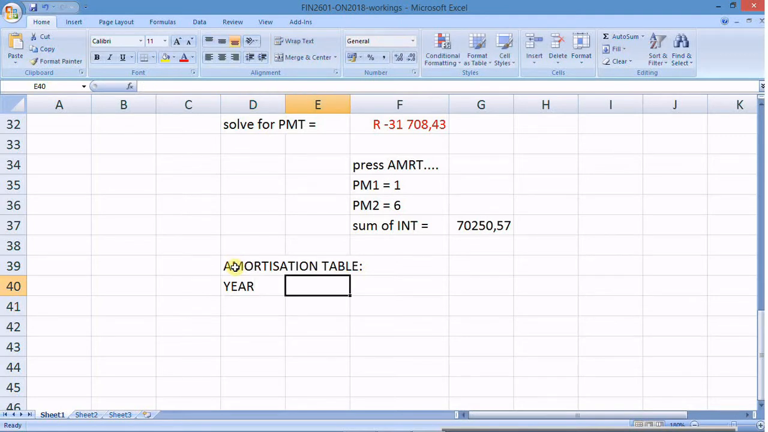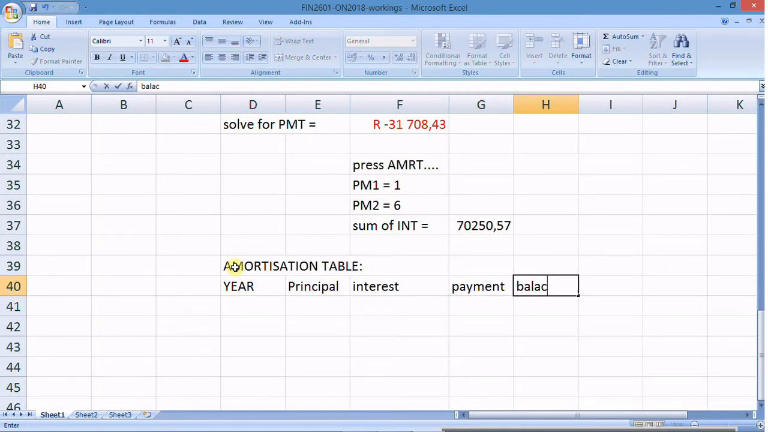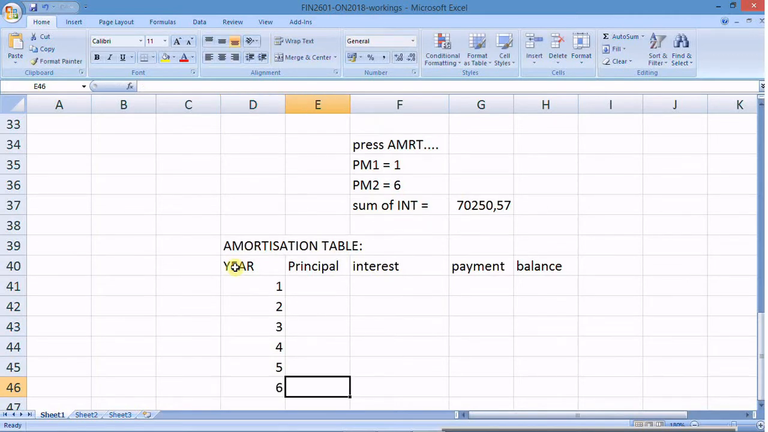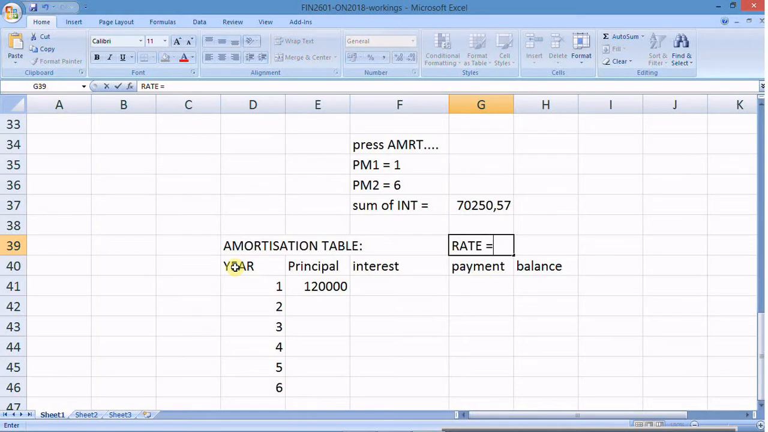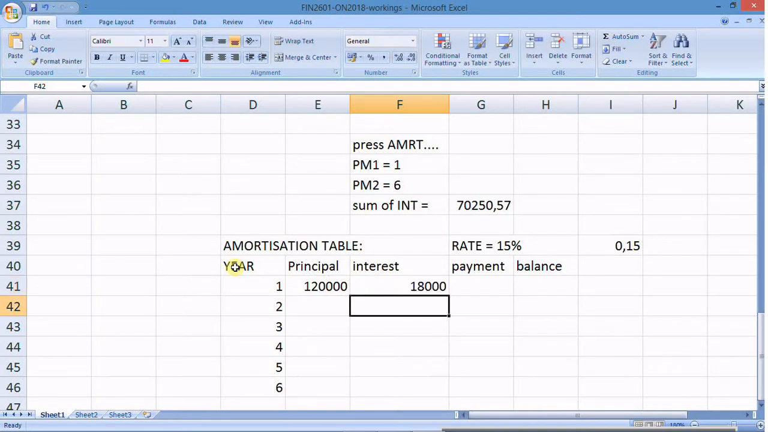Okay, so I've got the year, I've got the principal, I've got the interest, I've got the payment, and I've got the balance. So how many years? 6 years. Okay, so the principal, 120,000, right? Yes. It's 15% per year, so the rate is 15%. Let's just write that down, 0.15. So the interest on that, 0.15 for all of them, would be this multiplied by the principal.